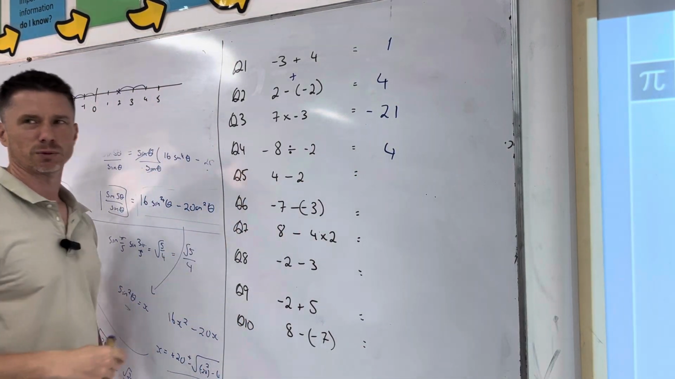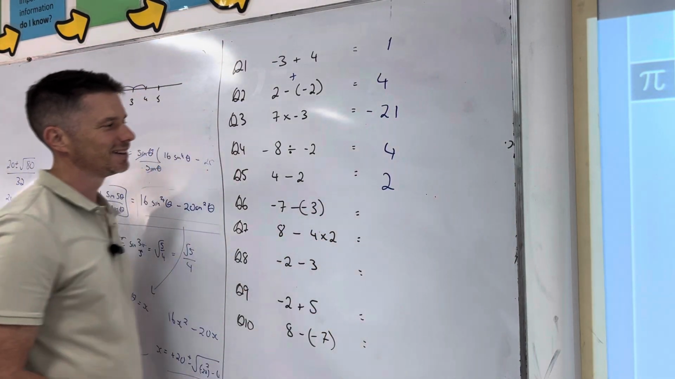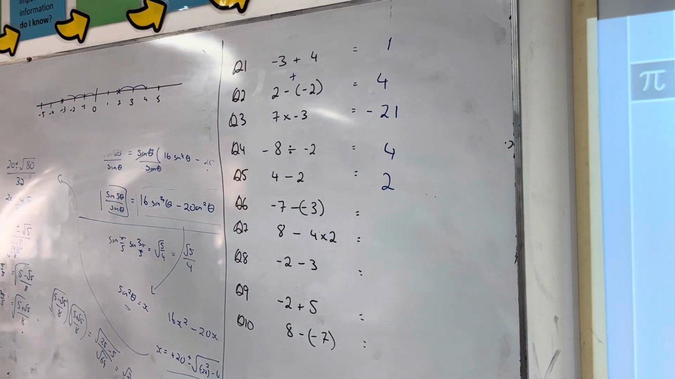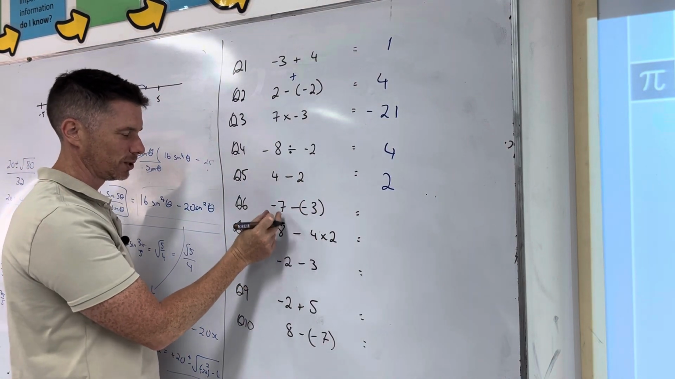This one, really difficult one. 4 take away 2? 2, yeah. Yeah. Now we got 3. Negative 4. Loads of negatives. Rocco could be correct, yeah.